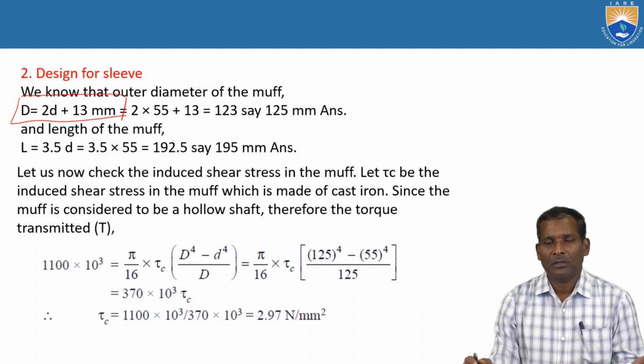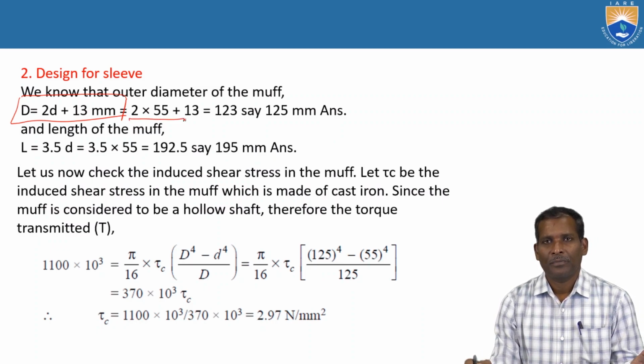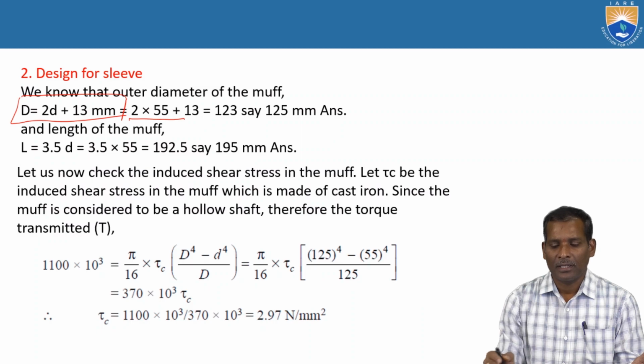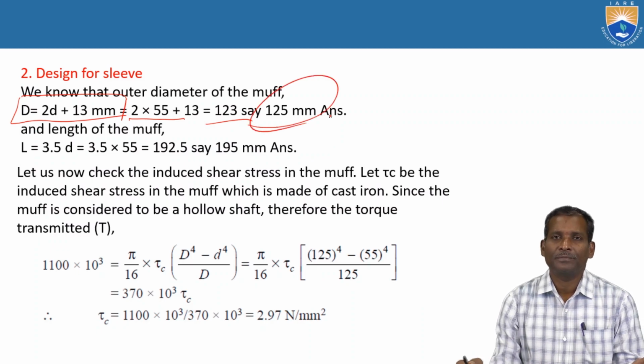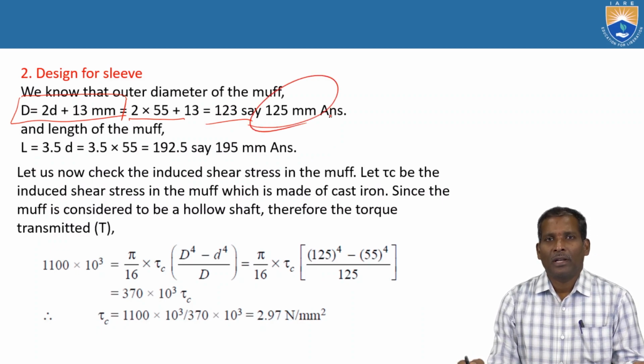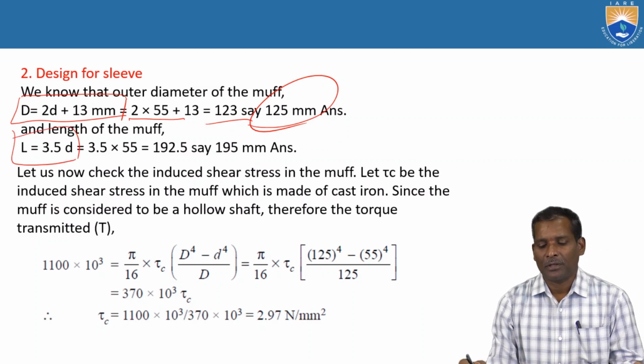Now substitute the standard diameter of the shaft, taken as 55, in this equation: 2 into 55 plus 13. So 123 is obtained. So take the standard diameter 125. The length of the muff, L, is equal to 3.5 times D.